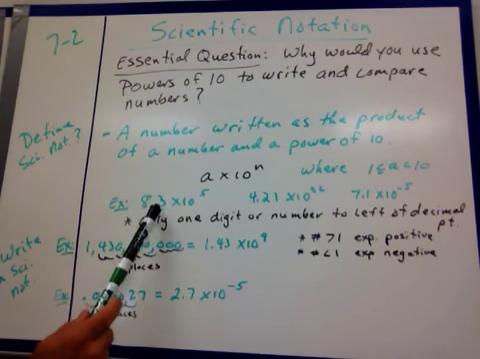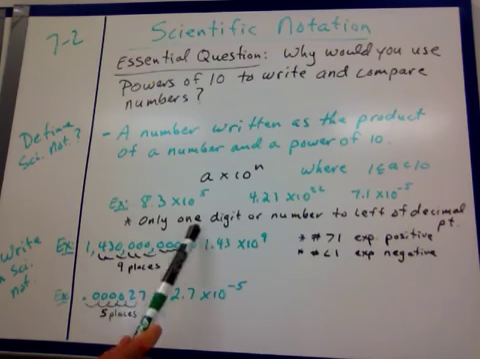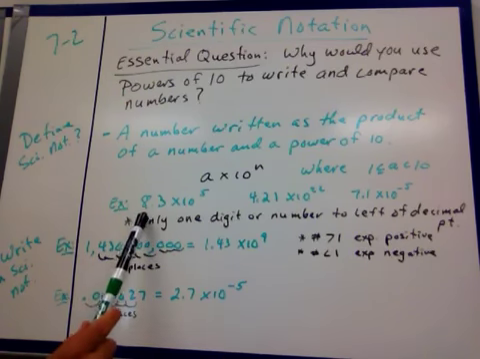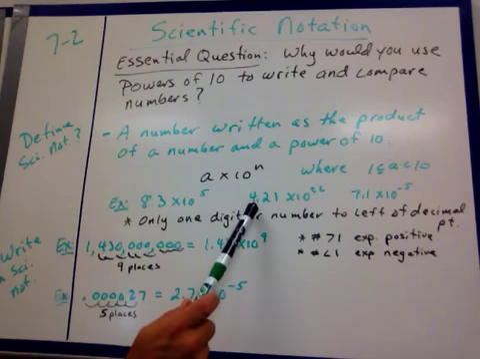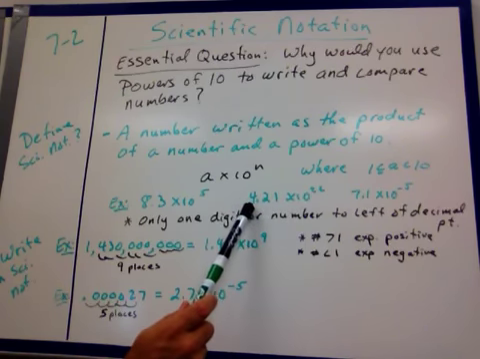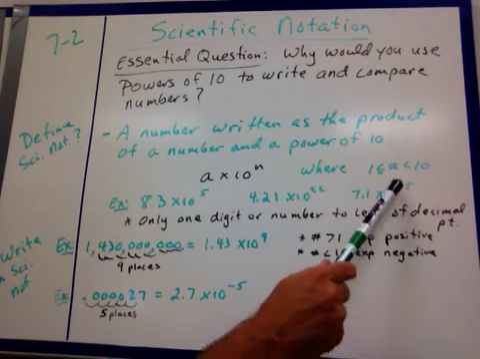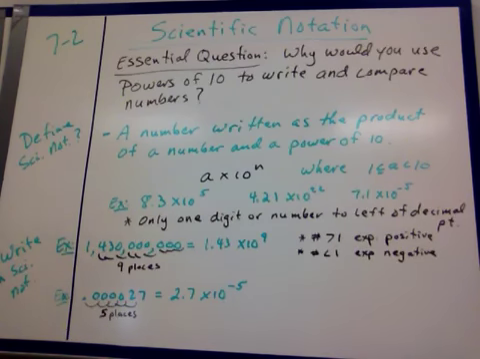Example, 8.3 times 10 to the 5th. You're only allowed one digit to the left of the decimal point. In this case, it's just 8. 4.21, I don't care how many numbers are after it to the right, but you can only have one to the left, times 10 to the 22. 7.1 times 10 to the negative 5th. Okay, those are examples of numbers written in scientific notation.